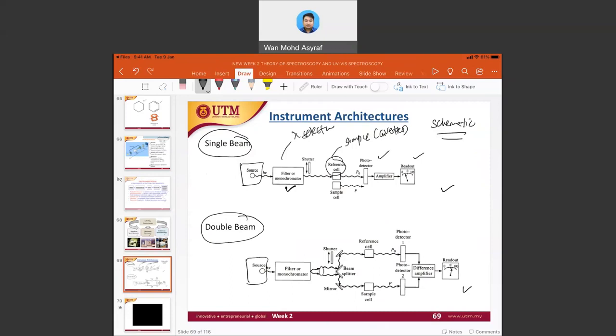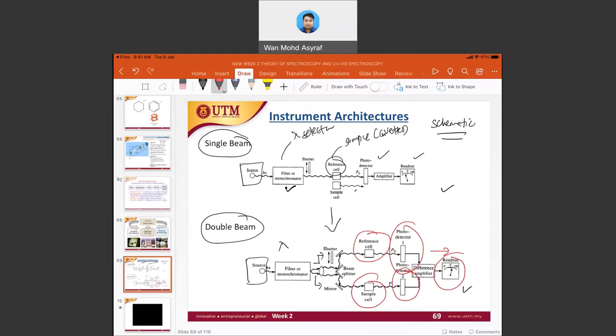But in a double beam, you would see that from a single source, it flows into the monochromator. Here you select your intended wavelength. So that intended wavelength will be divided into two. Where you can see that the measurement of your reference cell and the measurement of your sample cell is done simultaneously and also detected simultaneously, and then it is straight away giving you the readout.